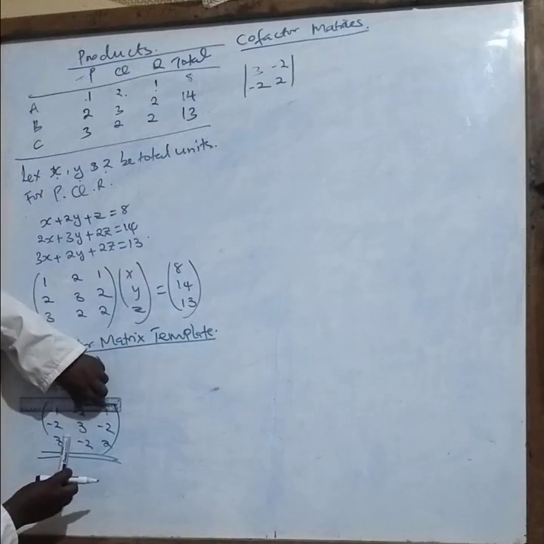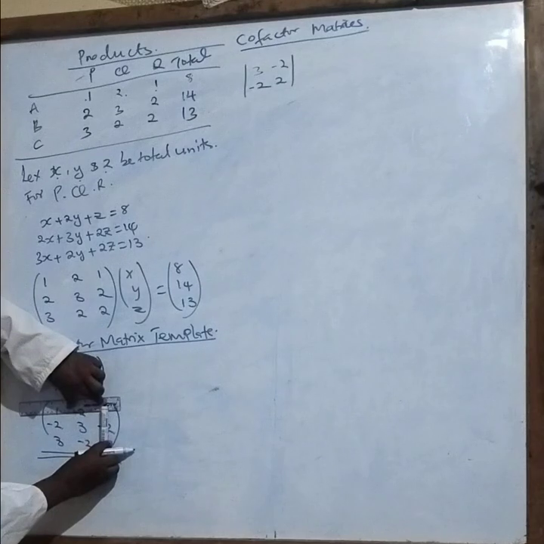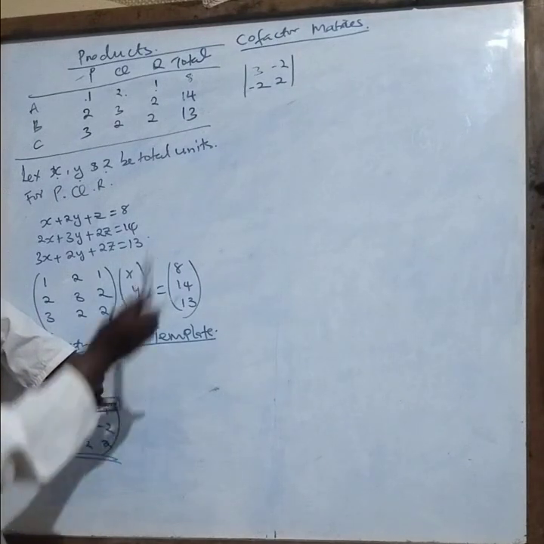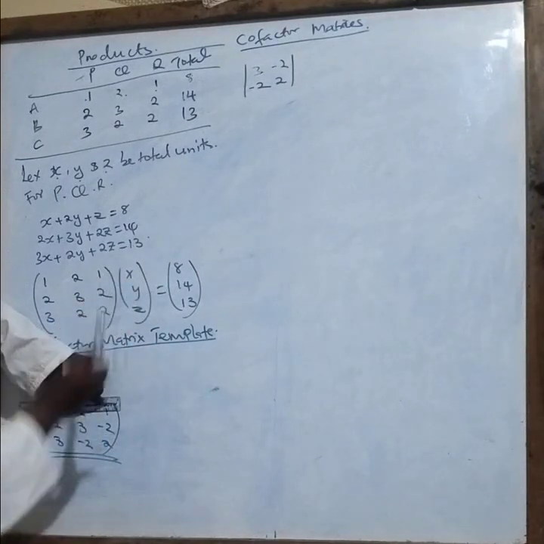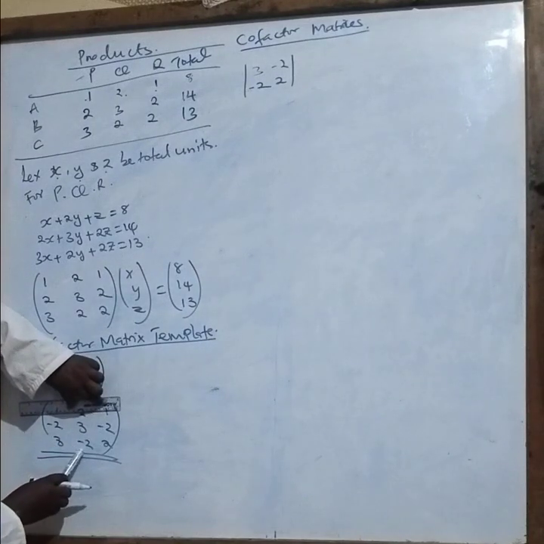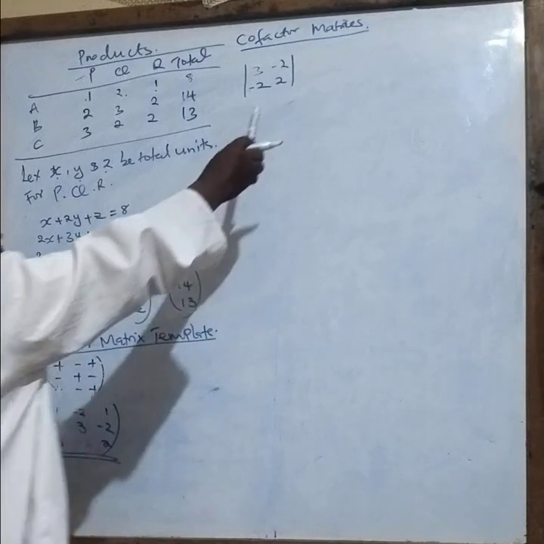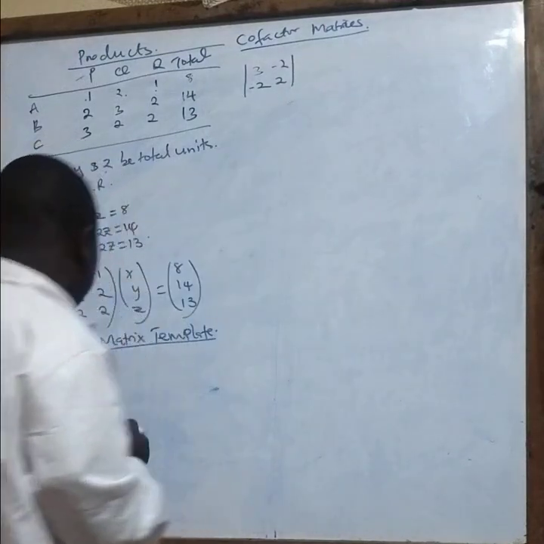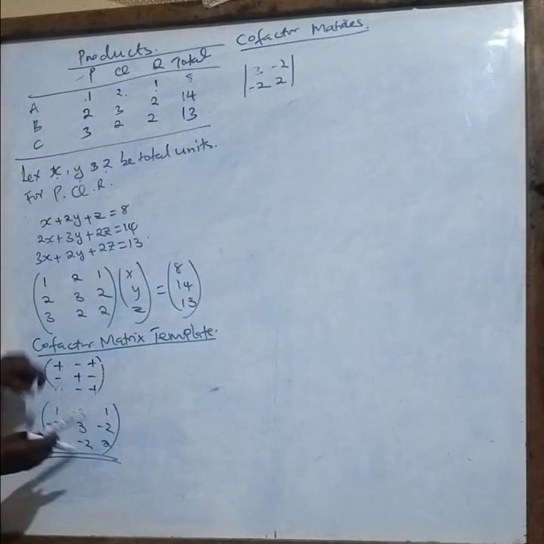If you close this like this, like that, what do you see there? So the last column now, the last matrix will be 2, -2, 3, 3, -2. You will have finished with this. Then let me just demonstrate and then I finish.